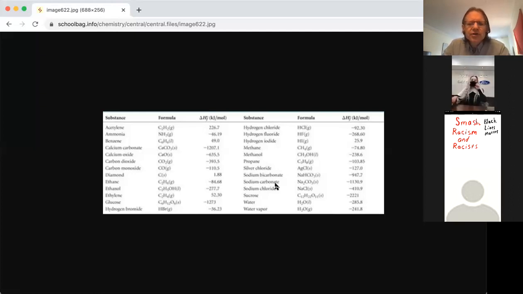So if you look at glucose, all the way down at the bottom, next to the last one, it's negative 1,273. And so people have tabulated thousands of materials. In fact, methane, CH4, is all the way over on the right side, the fourth one down from the top. It goes hydrogen chloride, hydrogen fluoride, hydrogen iodide, and then methane, CH4, negative 74.80. Okay, so you look these values up, and that's a nice aspect of this.